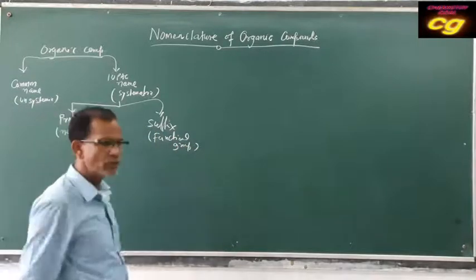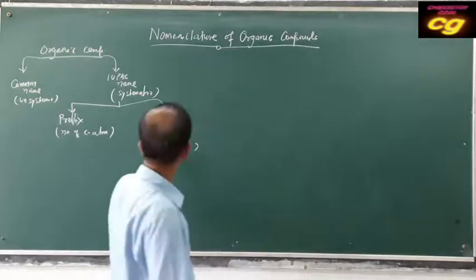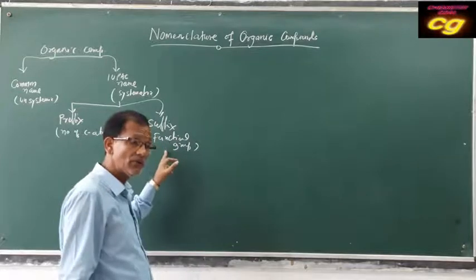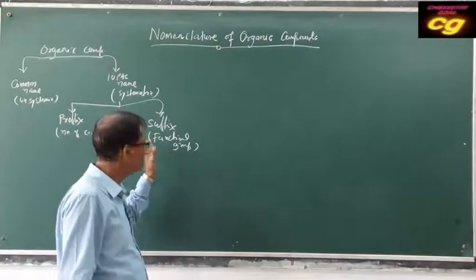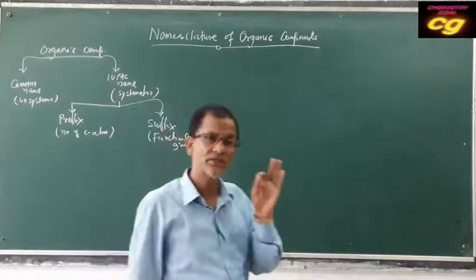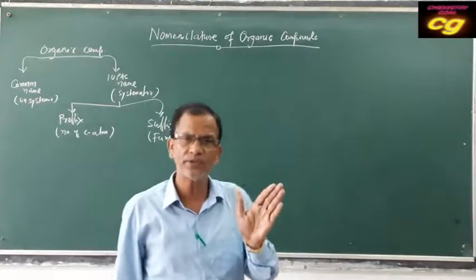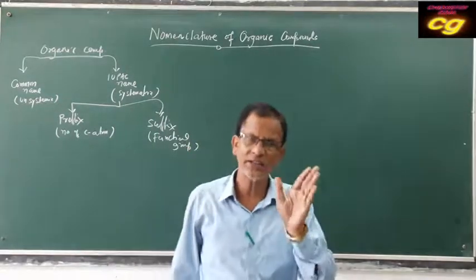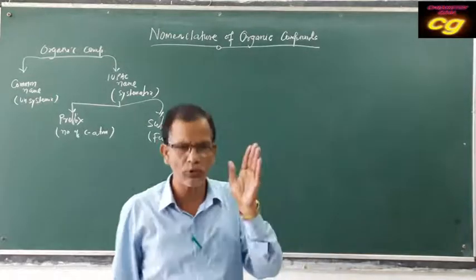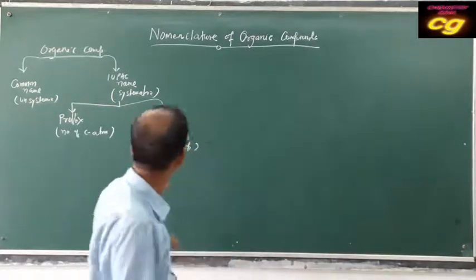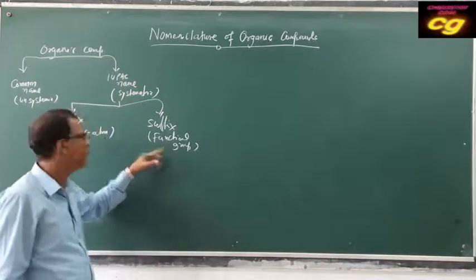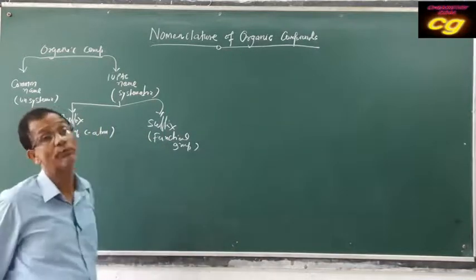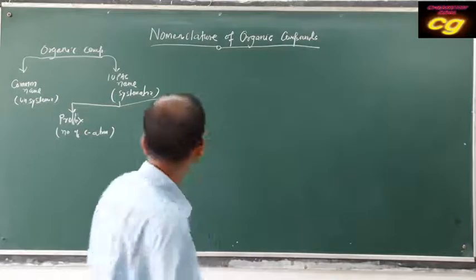What type of functional group is present in an organic compound can only be known from the suffix, because an organic compound contains a functional group. The functional group is the main identification of an organic compound. The characteristics of an organic compound are known from its functional group. So the suffix indicates the functional group, and the prefix indicates the number of carbon atoms, the carbon chain.